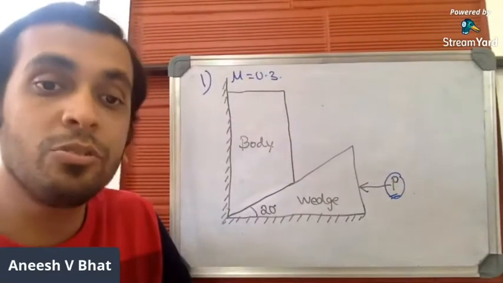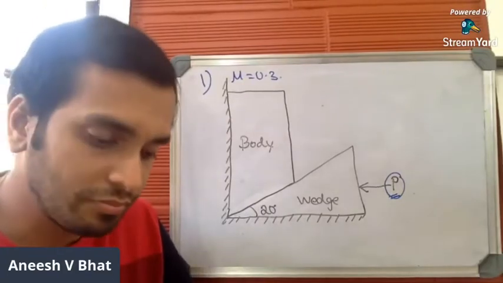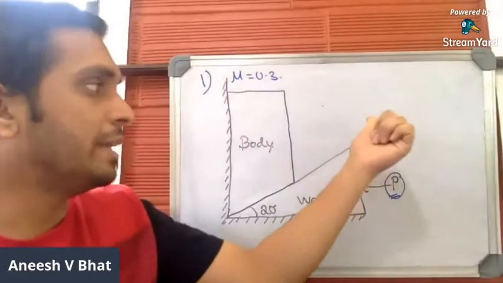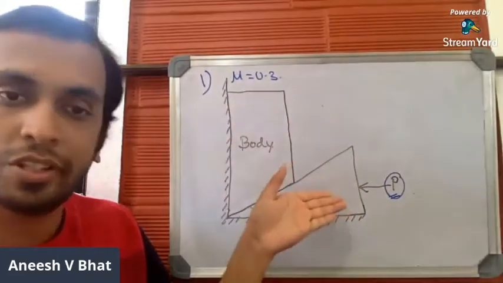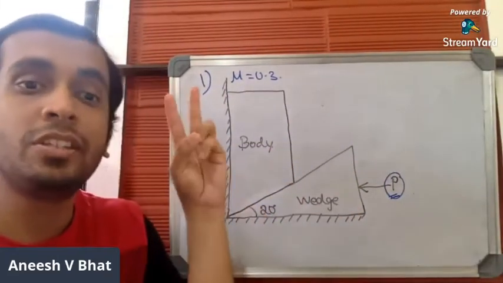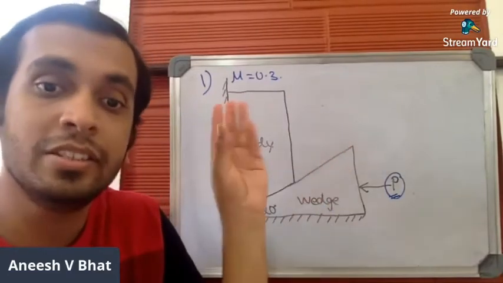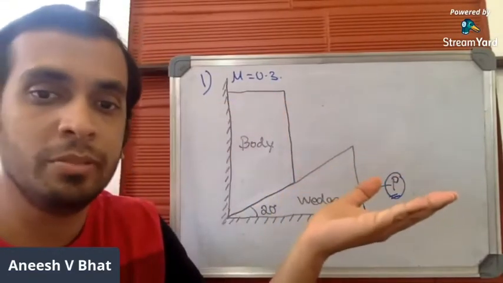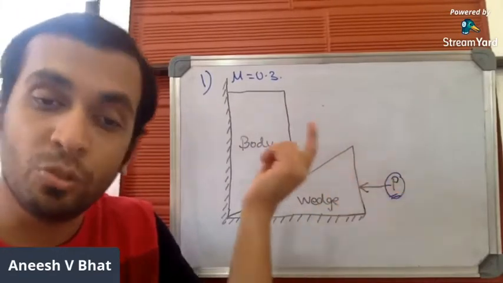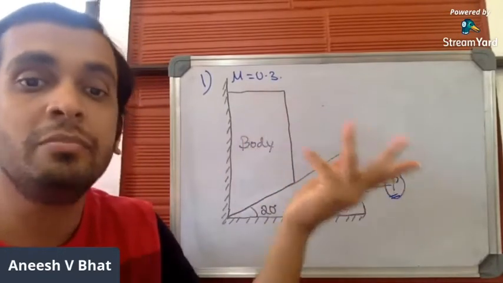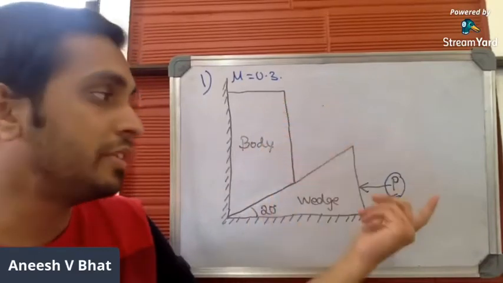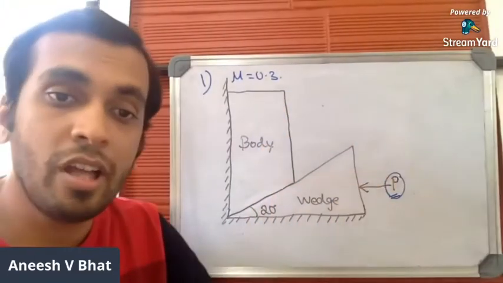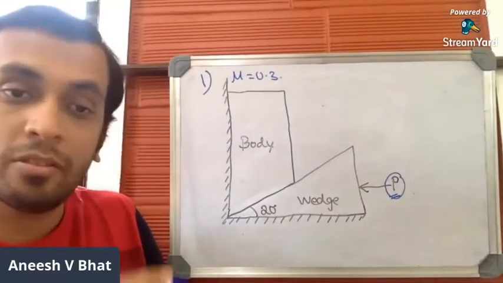Again, we have to go through all the steps. There are 3 steps basically. In the first step, you'll be drawing an imaginary surface between the body and the wedge. In the second step, you'll be considering only the body, drawing the free body diagram and applying the conditions of equilibrium. And in the third step, we'll consider only the wedge, draw the free body diagram, and apply the conditions of equilibrium, ultimately to find the value of P. So finally at the end of the third step, we'll get the value of P. Let's go through all the steps.